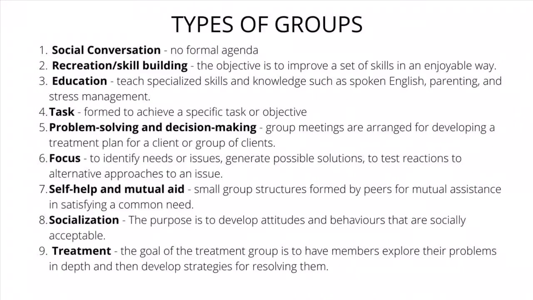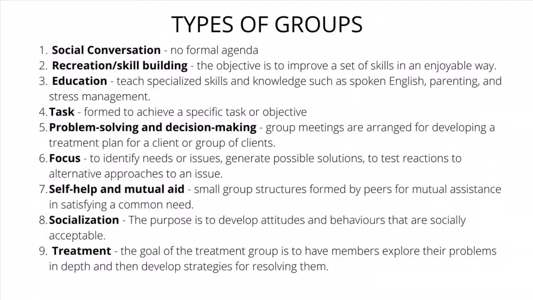While a skill building recreational group has an increased focus on task and is guided by an advisor or a coach or instructor. The objective is to improve a set of skills in a somewhat enjoyable way. For example, activities like arts and crafts or sports such as basketball or swimming. These groups are led by professionals with recreational training rather than social work training.